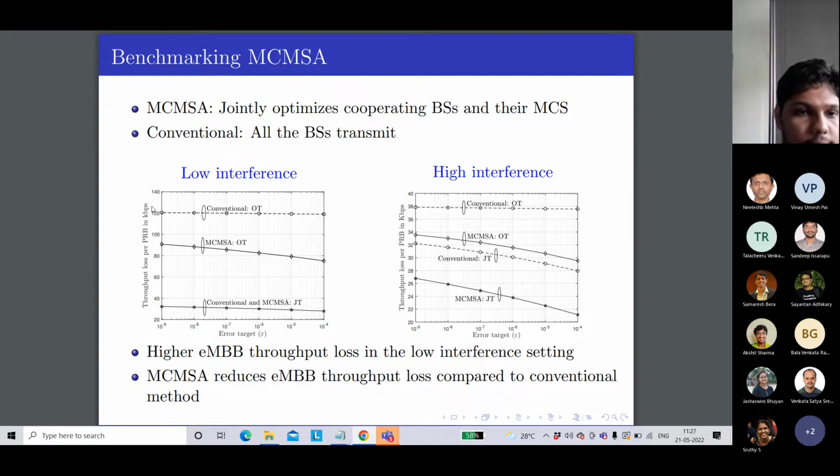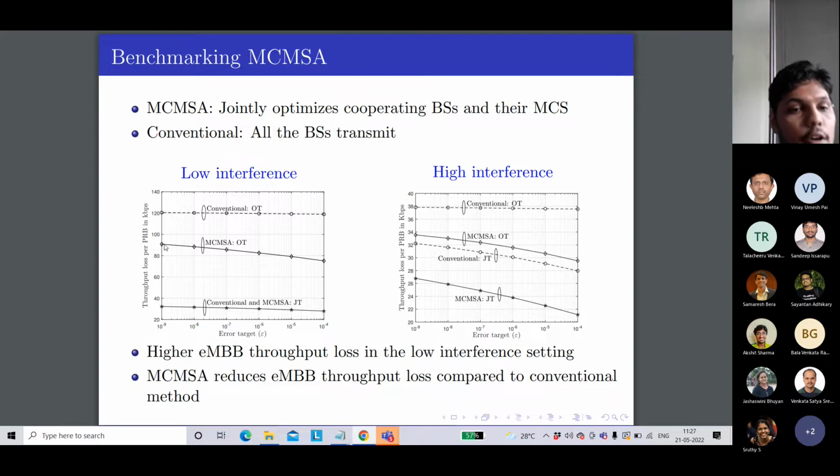First basic thing, we can see the throughput loss. On the y-axis, it's per PRB in kbps. Here also per PRB in kbps. We can see the throughput loss in the low interference is very high compared to the throughput loss in the high interference. The reason is in the low interference setting, we are stopping the eMBB transmission at many more resources than in high interference. We saw that to avoid interference from a base station, all the remaining base stations will halt the eMBB transmission. Therefore, in the low interference setting, the throughput loss is heavier.